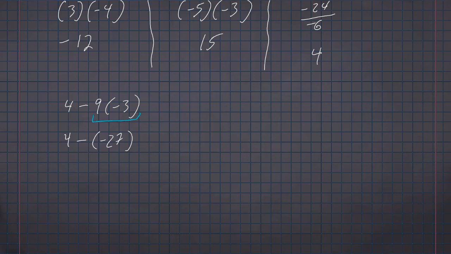And of course, subtraction is adding the opposite. So we rewrite 4 minus negative 27 as 4 plus the opposite of negative 27, which is positive 27. And 4 plus 27 is 31.